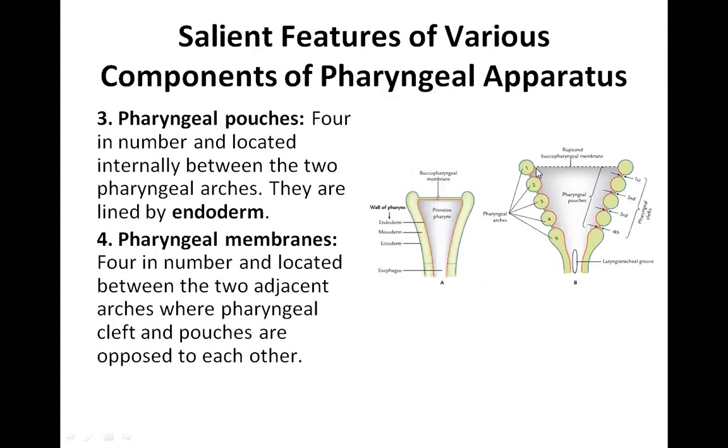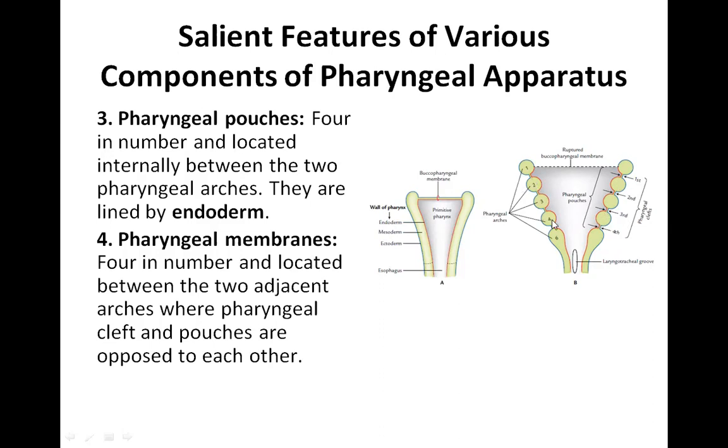Now, what are the pharyngeal pouches? The third component is the pharyngeal pouches. On the inner side of the pharyngeal apparatus, they are also 4 in number, and these are present between the two adjacent pharyngeal arches, and they are lined by endoderm. The red color lines are the pharyngeal pouches. So externally we have pharyngeal clefts, and internally, that is towards the primitive gut or the primitive pharynx, we have pharyngeal pouches.